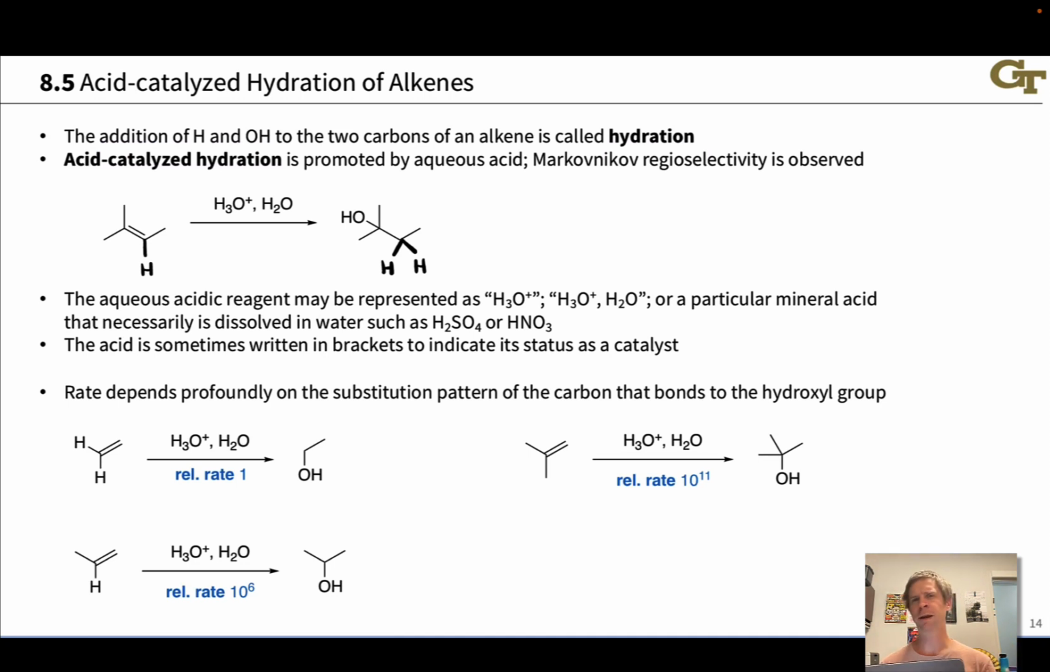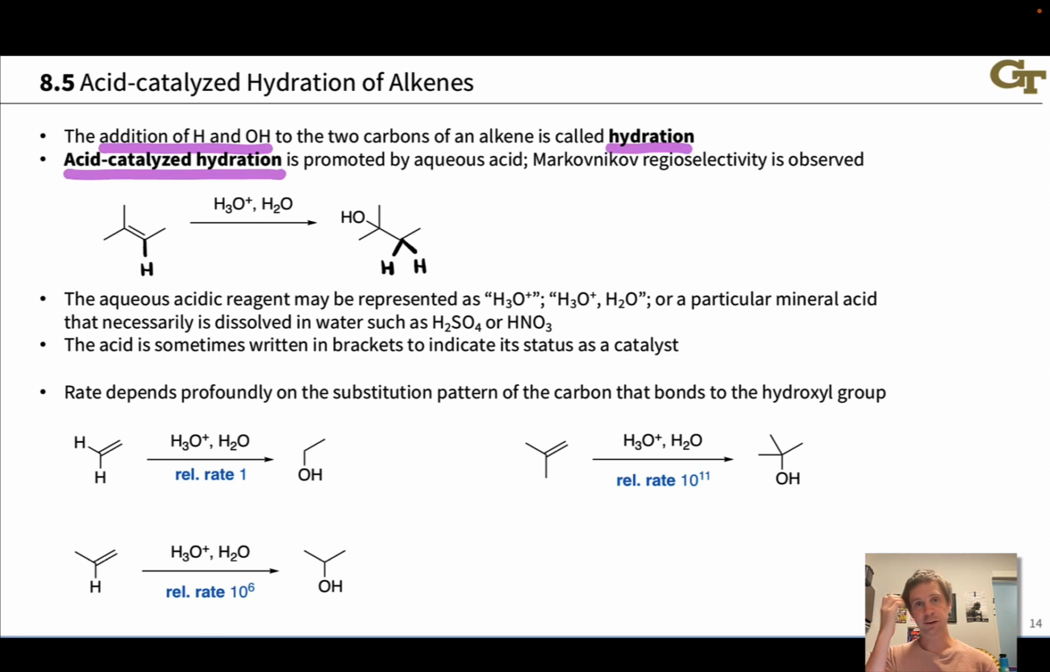We saw this general paradigm in hydrohalogenations, where HBr or HCl are adding across the alkene. But we can also add H and OH across the carbons of an alkene in a reaction called hydration. And acid-catalyzed hydration uses a simple mineral acid, something like H2SO4, in catalytic quantity, less than a full equivalent, along with water to cause this reaction to go.